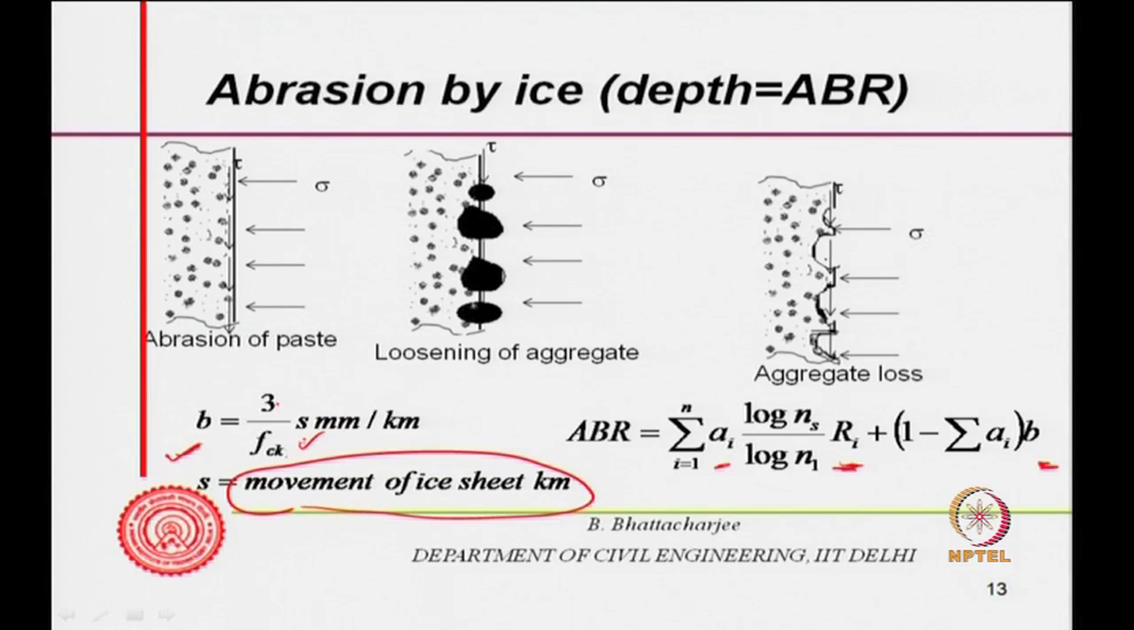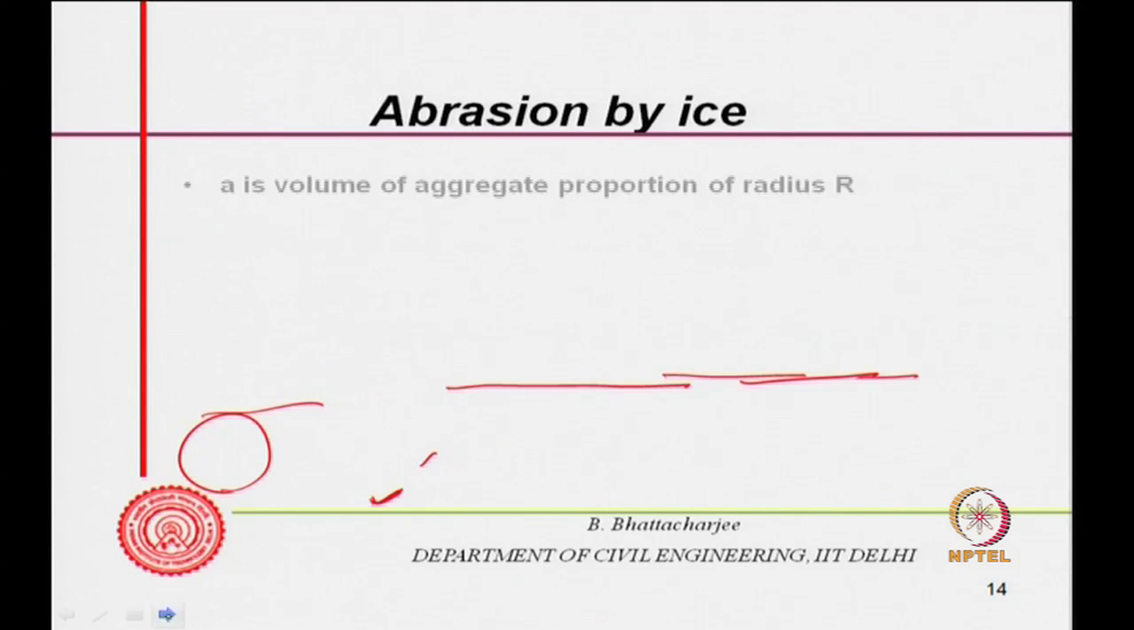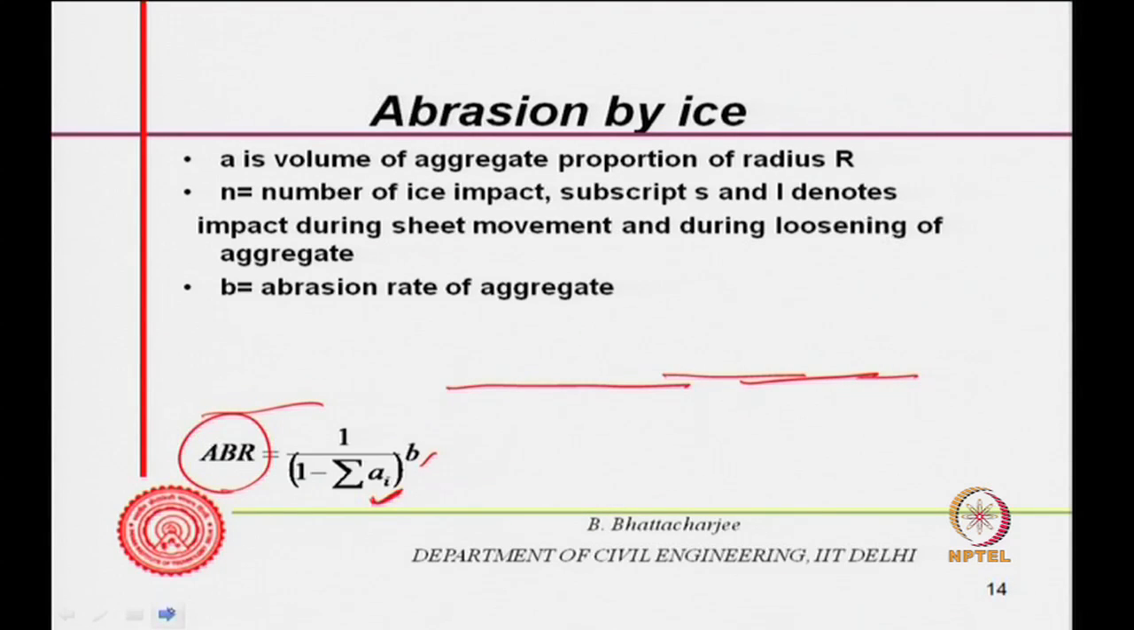So, it is an empirical formula: 3 by f_ck into S millimeter per kilometer, where S is the movement of ice in kilometer. So that is what it is. There is an empirical formula again that gives you the abrasion by ice.